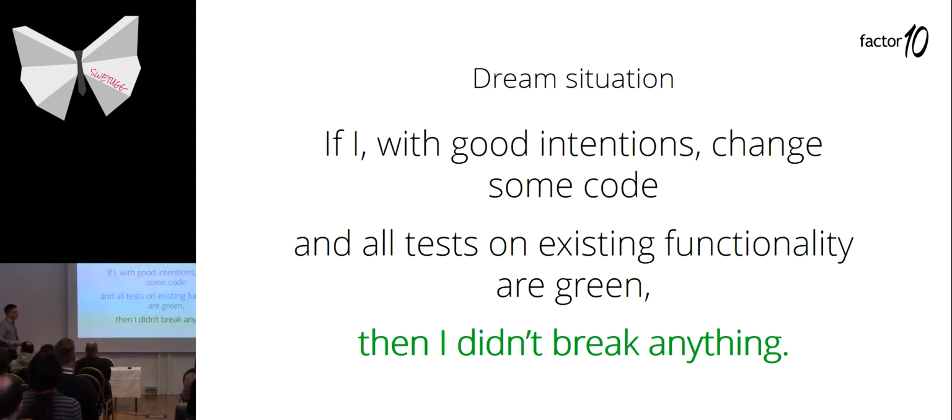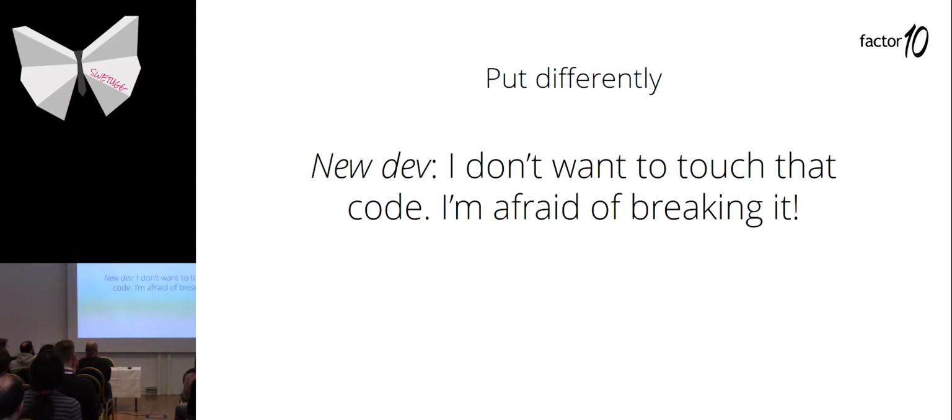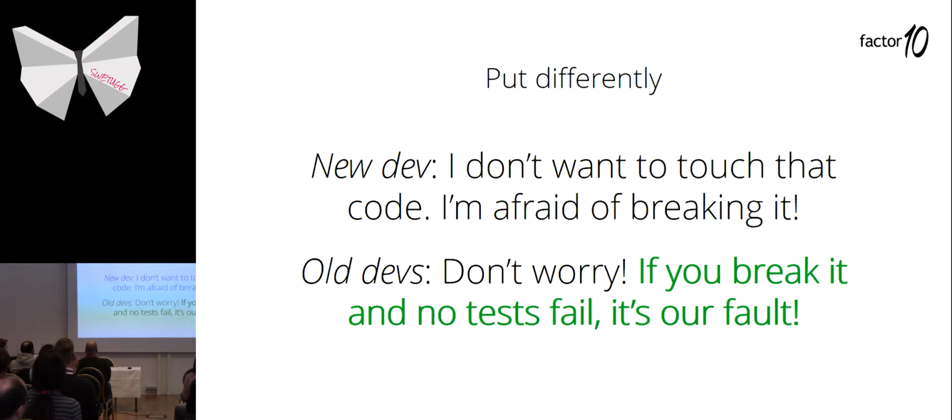And we can put this a bit differently. Do you have new people coming onto your teams? So a new developer comes in and is assigned a task and says, I don't want to touch that code. I'm afraid of breaking it. Can that happen? Yeah. Now the existing developers, the young and fresh ones, say, don't worry. If you break it and no tests fail, it's our fault. Because then we haven't created the test suites necessary to catch failures, to catch mistakes.